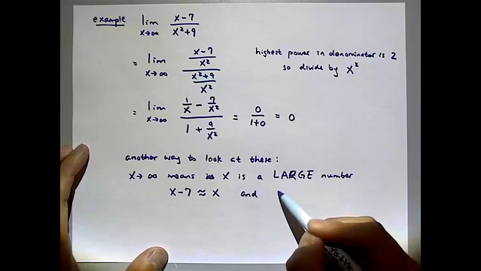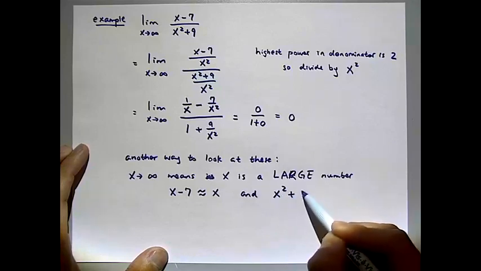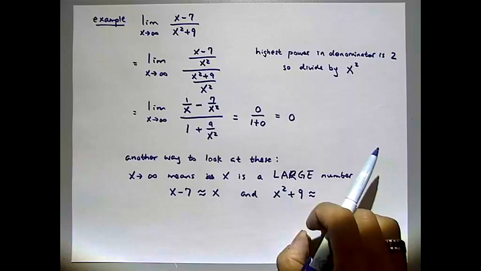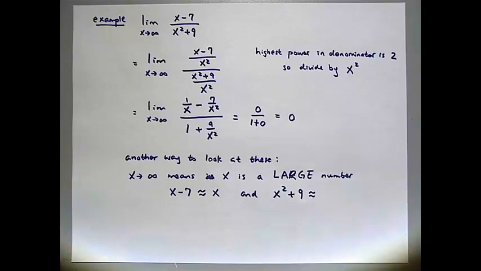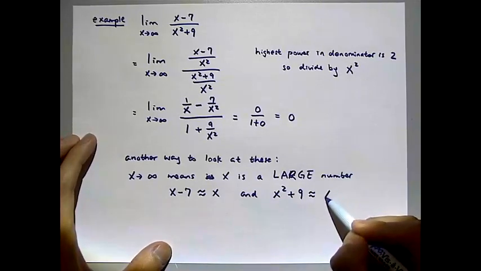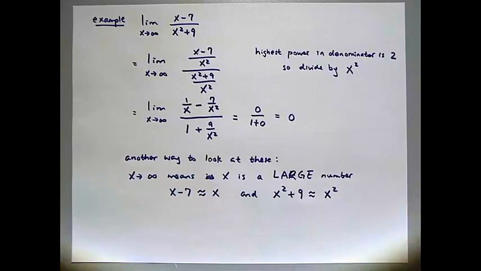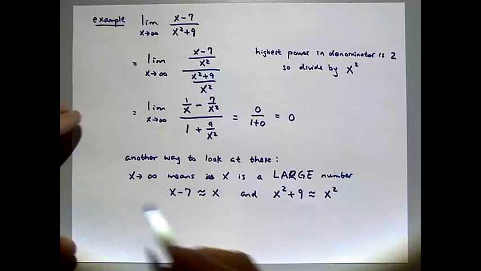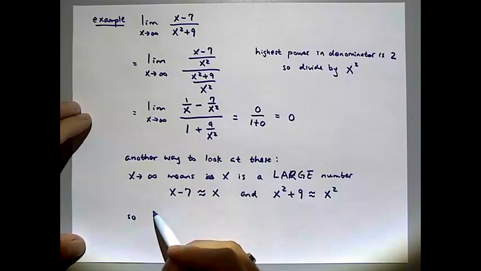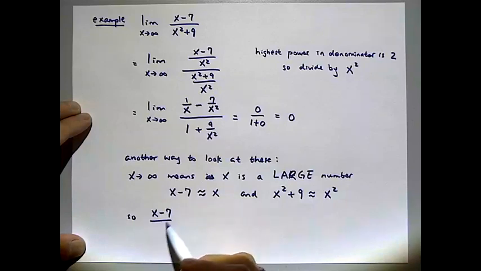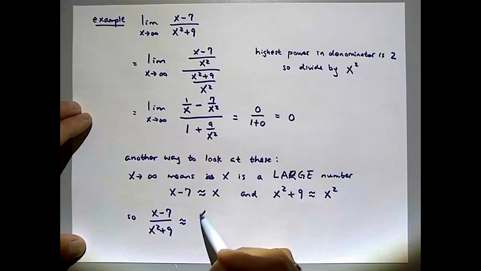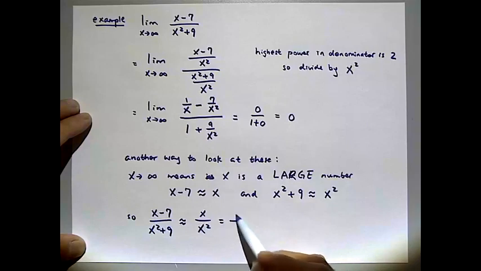Okay, what's 10 trillion squared plus 9? Roughly 10 trillion squared, right? That plus 9 really makes no difference. When the number is so large, adding and subtracting numbers to them really makes no difference. So that means that the ratio of x minus 7 over x squared plus 9 is roughly x over x squared, right? Which is roughly 1 over x.